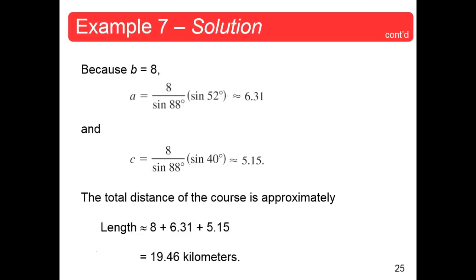Let's fill in the blanks for the vocabulary. A blank triangle is a triangle that has no right angle. Say again? Oblique, you're right.